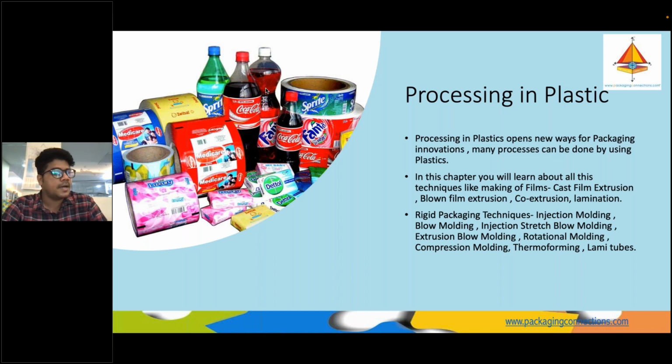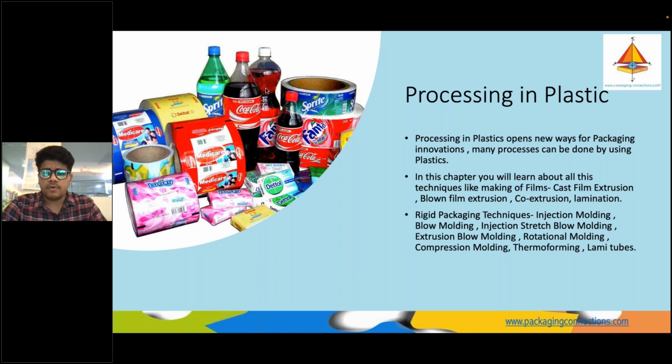In rigid packaging, you get to know how many packaging materials, like bottles, caps, and many more things, are made using the techniques of injection molding and injection stretch blow molding. So in this chapter you will get to know about these processes in detail, how the manufacturing of the packaging material is done through these processes, and how they work.